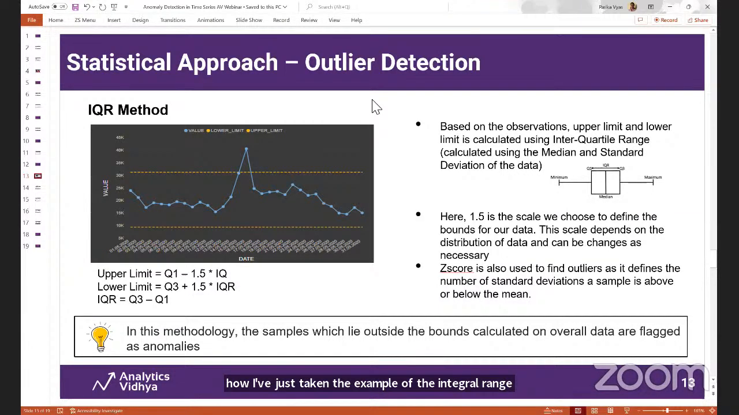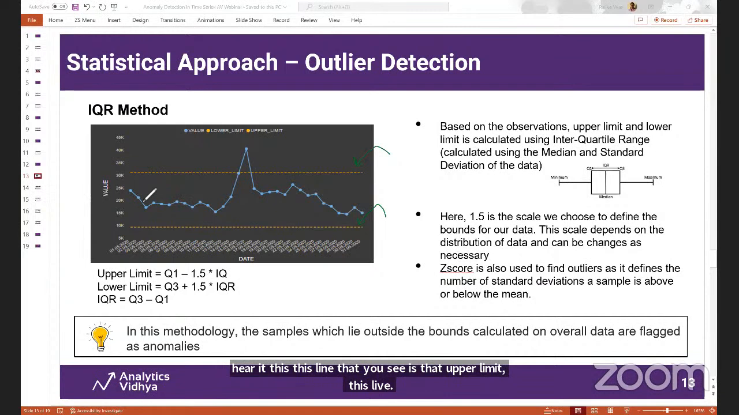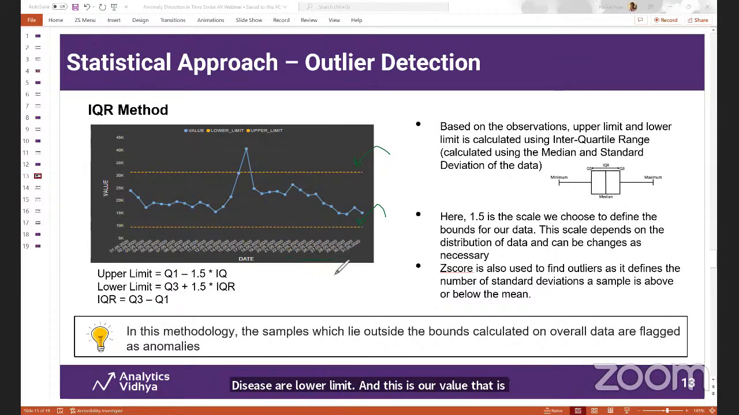So just to explain the interquartile range, right? Here, this line that you see is our upper limit. This line that you see is our lower limit. And this is our value that has been changing with time, right? With literally every day.